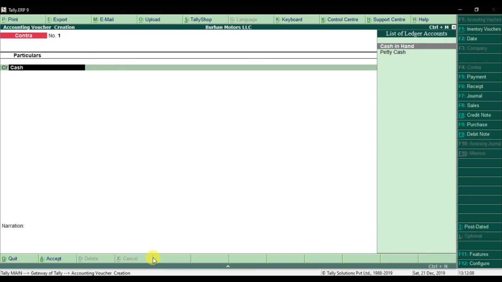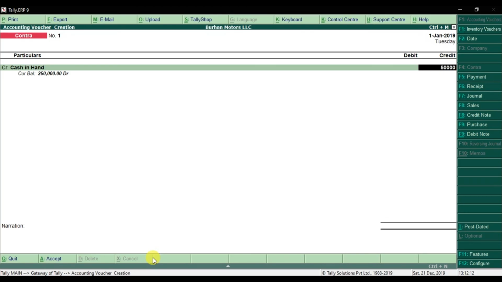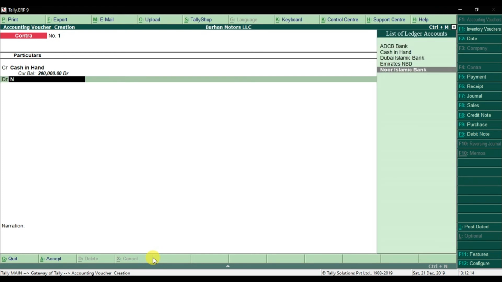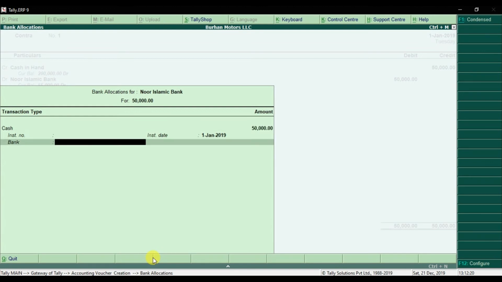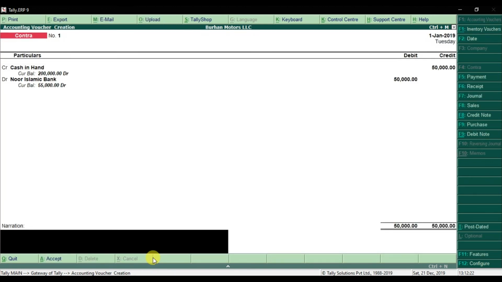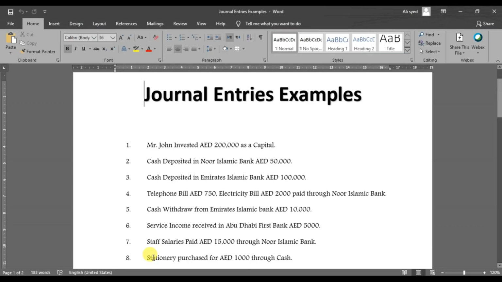So credit is cash. Enter. Amount is 50,000. Enter, and debit is Noor Islamic Bank, 50,000. That is the cheque information, the bank account detail. The narration is cash deposit in Noor Islamic Bank. Enter, save it. Clear? Okay.